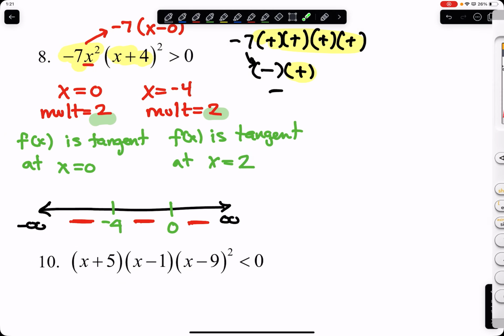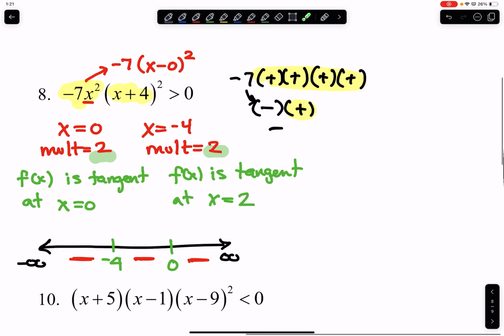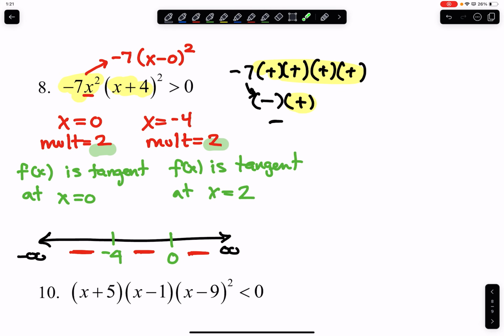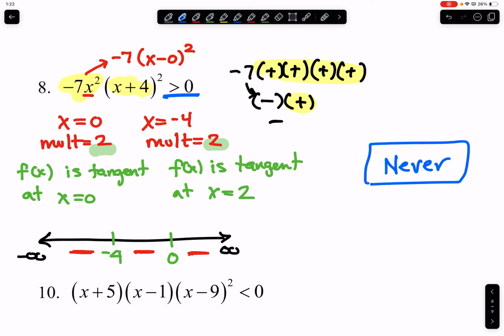So our graph is always above the x-axis. Now the question is asking, I'm sorry, it's always below the x-axis. So when is our graph above the x-axis? Well, never. There is never a point in the graph that is going to be above the x-axis. They're all negative, and we're looking for positive. So this one would be none. So we're going to write never in this situation, since it's never going to be above the x-axis.